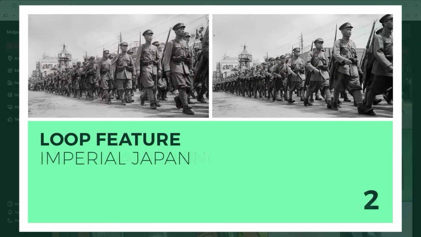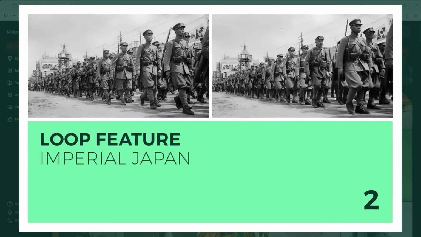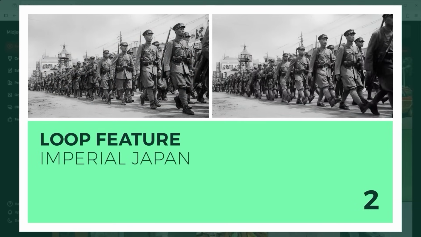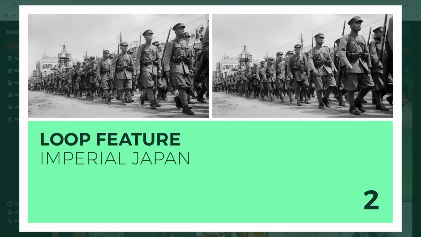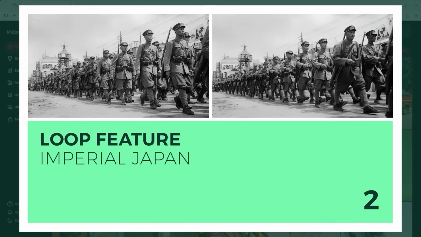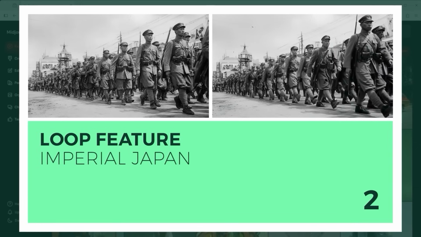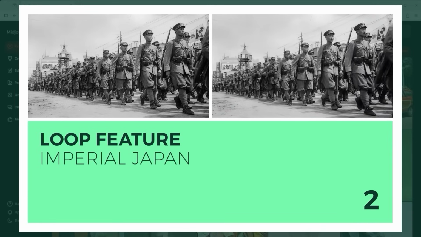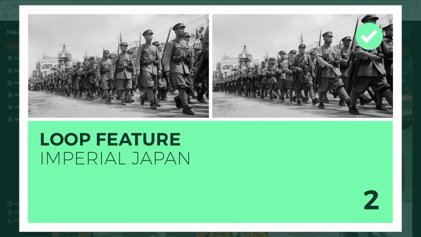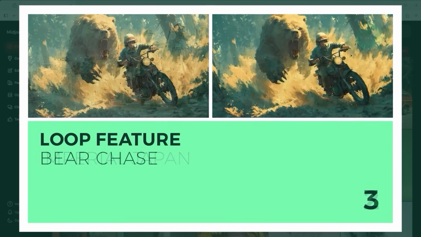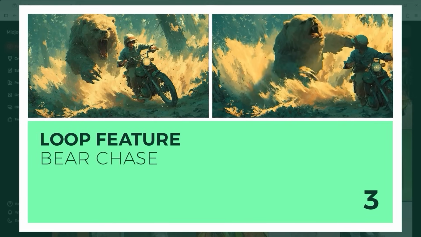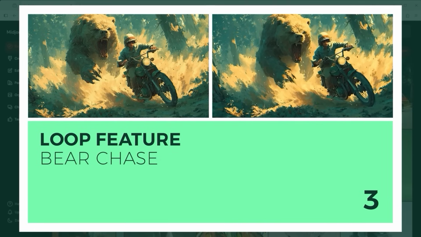In the second loop, we head back nearly a century. Imperial Japan. Troops march through the capital in an endless column. The loop feature really shines here. The faces do morph a bit, probably due to the dataset, but overall, nicely done. Another plus.